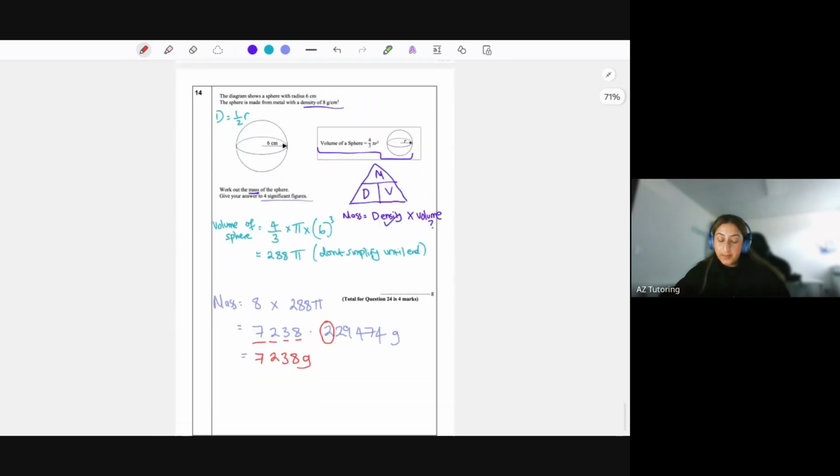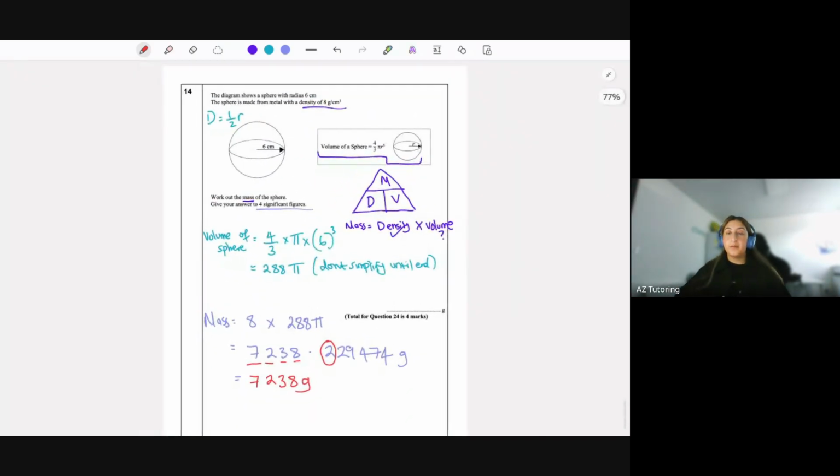So that is the final question for foundation maths, and good luck with tomorrow's session. Just memorize all the formulas and make sure you use your calculator for everything.